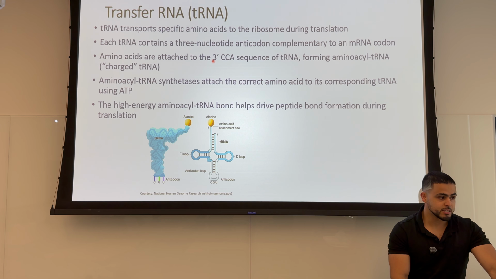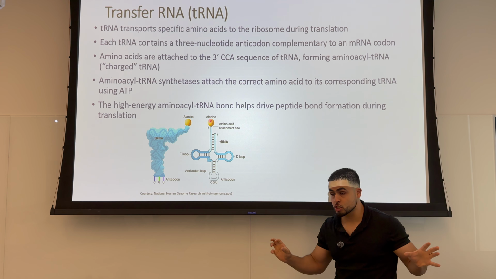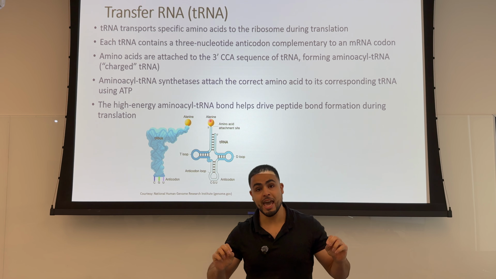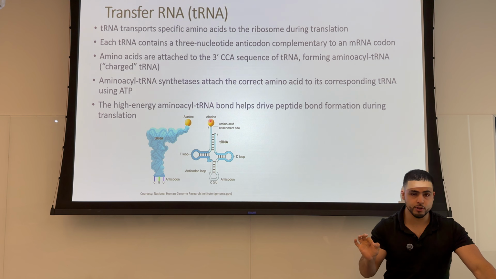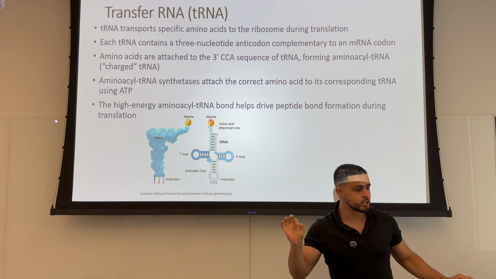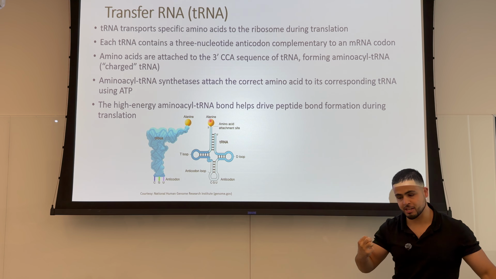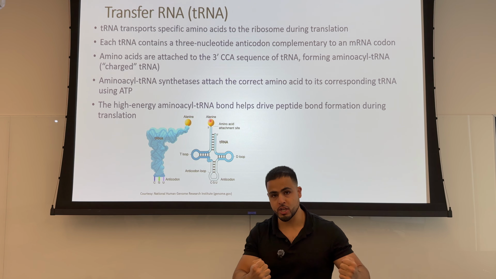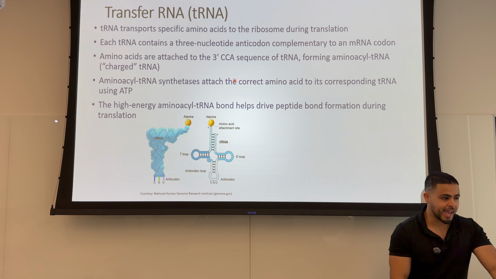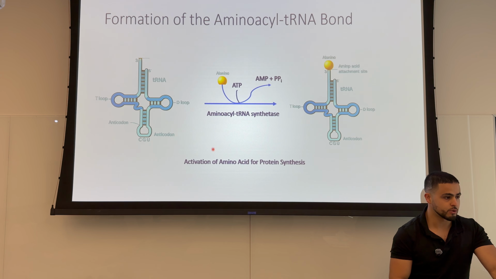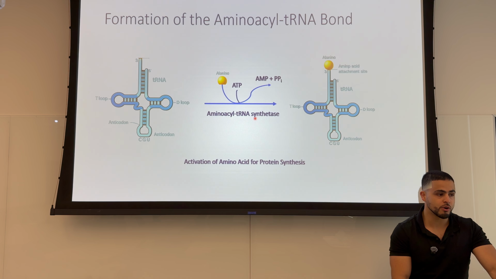The amino acid is going to be attached to the 3' end, and once that amino acid is attached, we then call it an activated or a charged tRNA, and we give it a different name: aminoacyl tRNA. This has high energy because that energy is going to be used in the formation of the peptide bond. You can see this reaction between an amino acid and a tRNA molecule is driven by the enzyme aminoacyl tRNA synthetase.